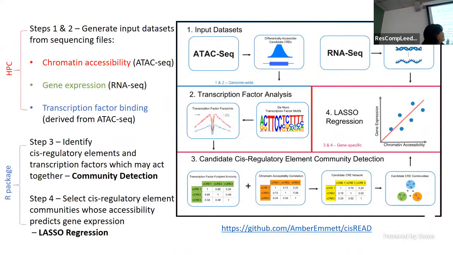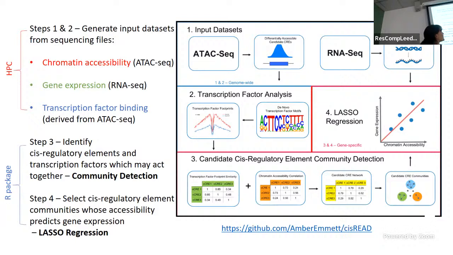And here is an overview of the workflow with a quick walkthrough. Briefly, the first two steps are all about generating inputs to the method from the sequencing files. A lot of the steps in these processing pipelines are very memory intensive, so we perform them on the HPC. So thank you for the resources there.